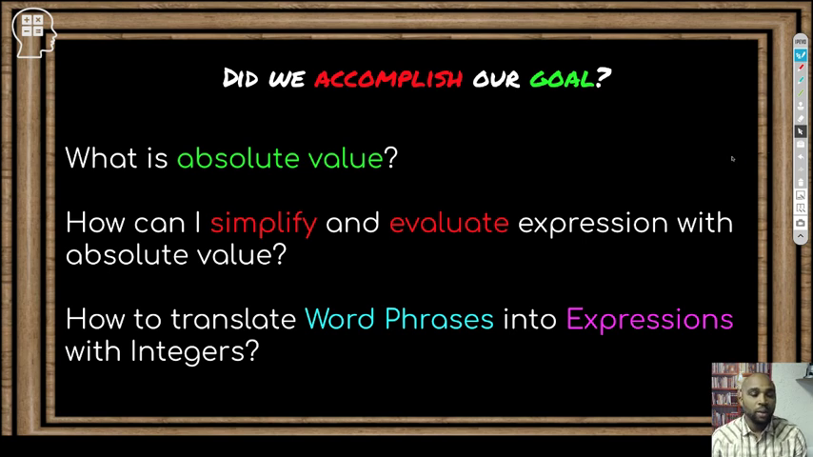All right, so did we accomplish our goal? What is the value, absolute value? We talked about the notation for absolute value, which are those brackets. How can I simplify and evaluate an expression with absolute value? Start with the inmost brackets. If you got negative 6 here, it's always going to be a positive number. And you start with everything on the inside there. How do I translate word phrasing to expressions with integers? And we just did that. Just take note of the negative words that you tend to see: negative, opposite of, gain, overdrawn. Be sensitive to those positive and negative words, and you'll be good.